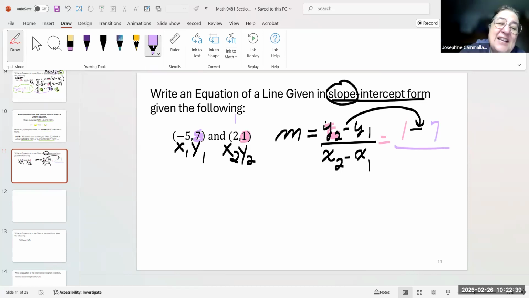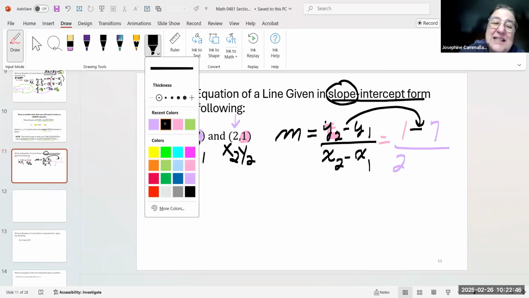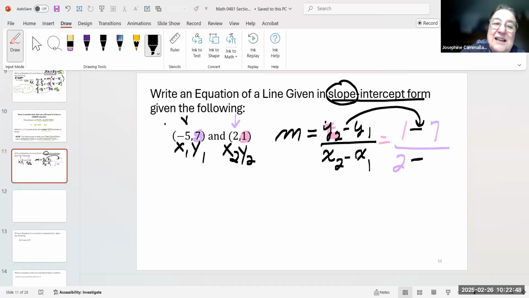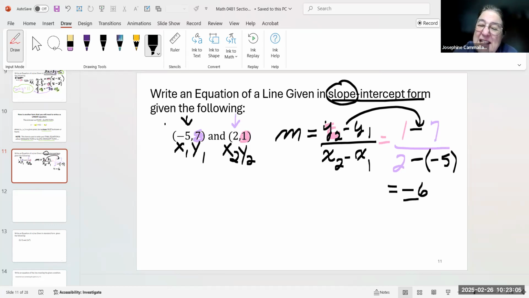Now, x2 is 2, but don't forget, it's minus x1. Well, this is a negative 5. Notice how I put the negative 5 in parentheses, whereas the 7 I didn't? Well, my slope is going to give me a negative 6 over a positive 7. This is my slope.